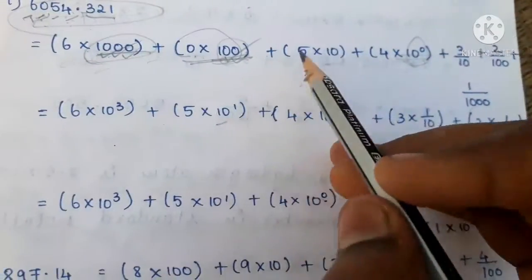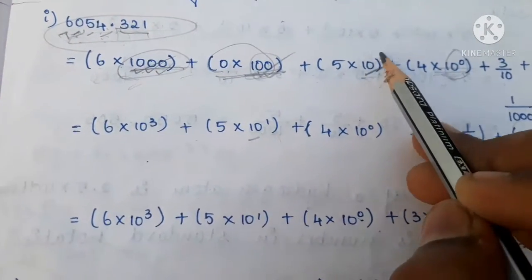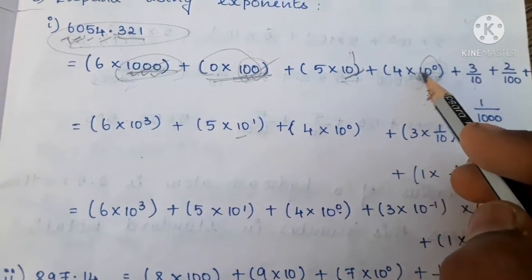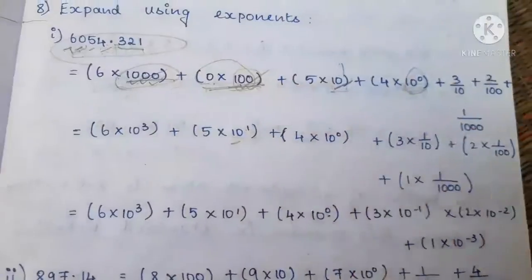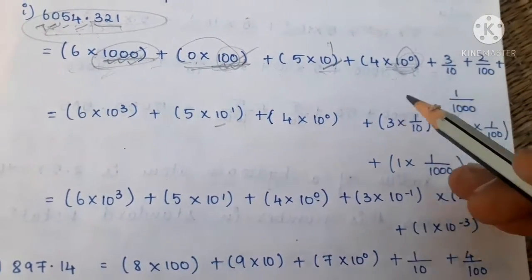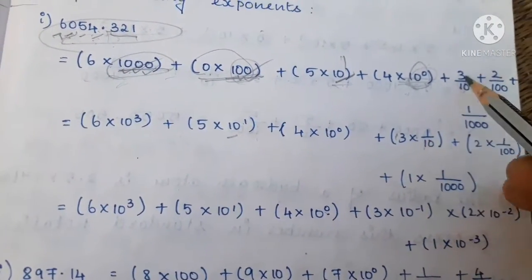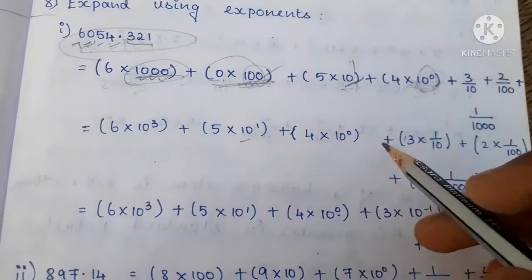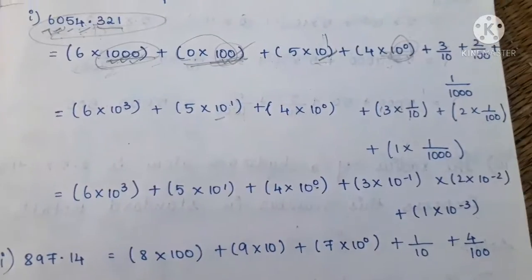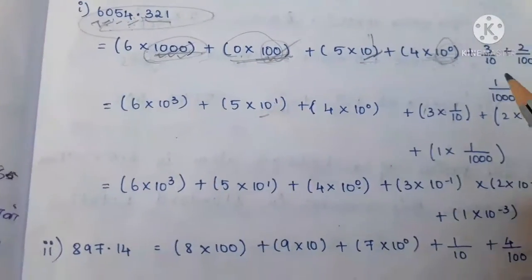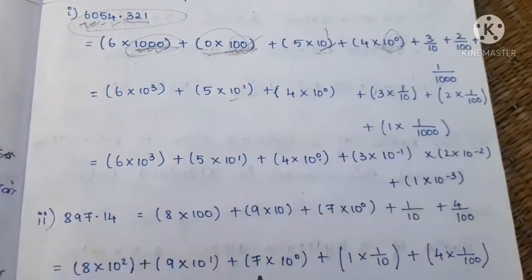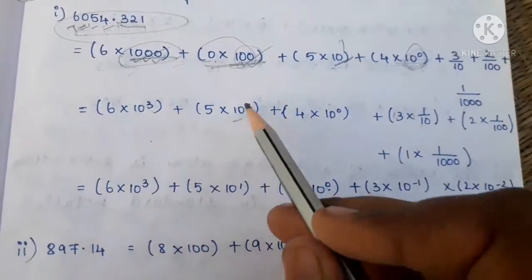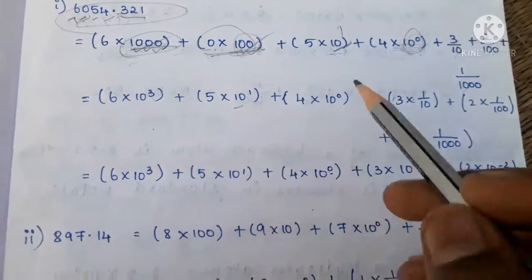Then 5 into 10. So how many zeros? 1 zero. So you should put 10 power 1. Here 4 into nothing means 10 power 0. Then 3 by 10, that is 3 into 1 by 10, is nothing but 3 by 10. We are just separating it in zeros form. 3 into 1 by 10. Then 2 by 100 means 2 into 1 by 100. 1 by 1000 means 1 into 1 by 1000. Like that you should separate. Then what you should do? 6 into 10 cube, 5 into 10 power 1, 4 into 10 power 0.